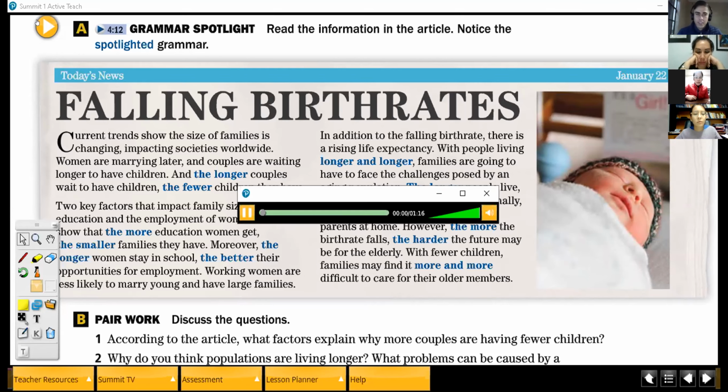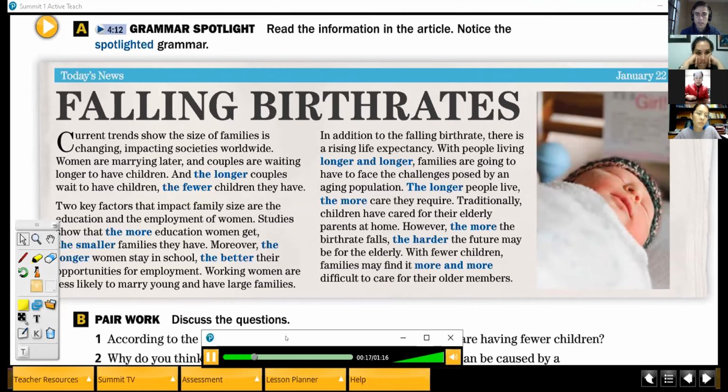Read the information in the article. Notice the spotlighted grammar. Falling birth rates. Current trends show the size of families is changing, impacting societies worldwide. Women are marrying later, and couples are waiting longer to have children. And the longer couples wait to have children, the fewer children they have.